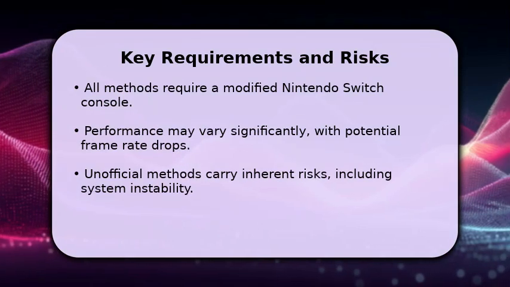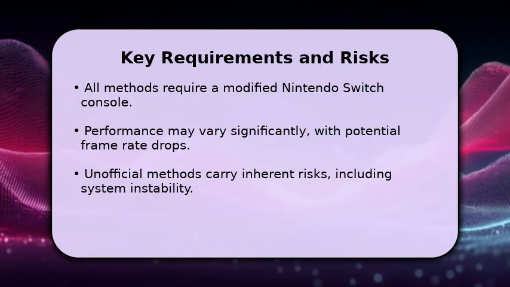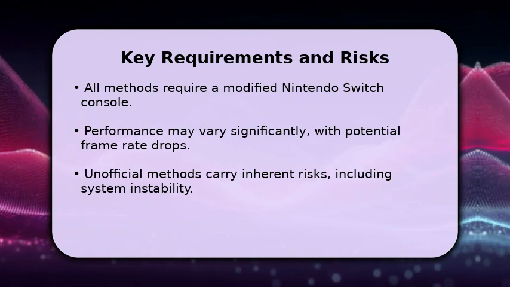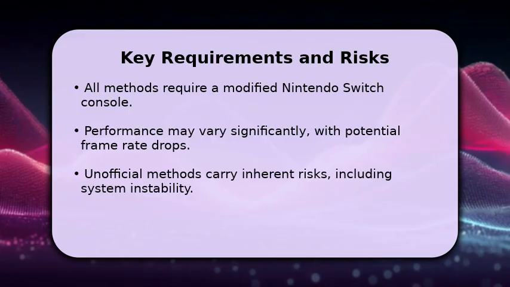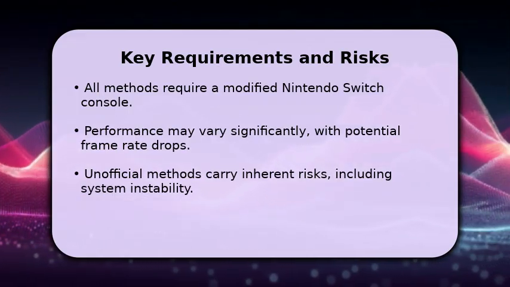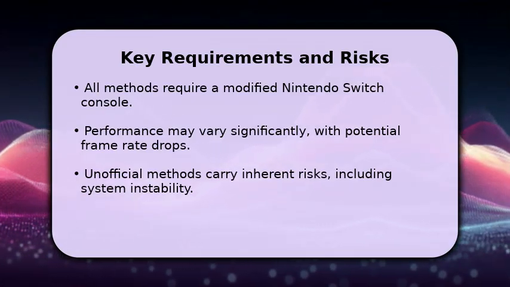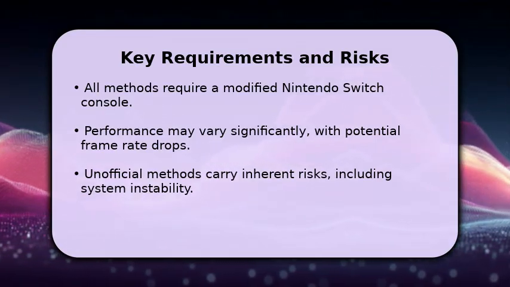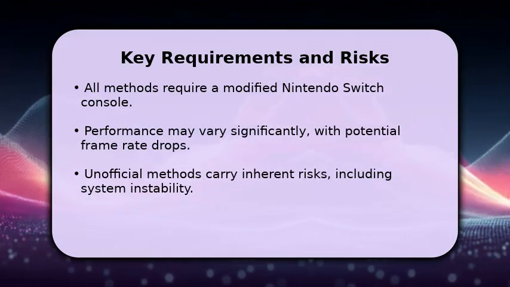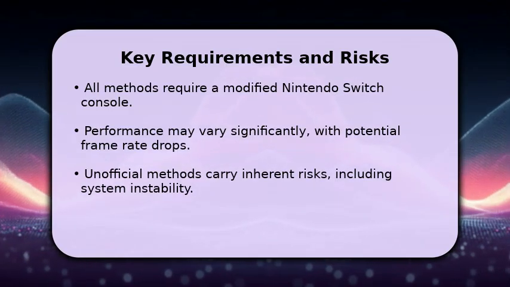Before diving in, it's crucial to understand that both methods discussed require a modified Nintendo Switch. Performance can vary greatly, with some users experiencing smooth gameplay at 30 frames per second, while others encounter significant stuttering. There are also inherent risks associated with unofficial modifications, including potential system instability or even console bans from online services. Always proceed with caution and ensure you are comfortable with the technical requirements involved.